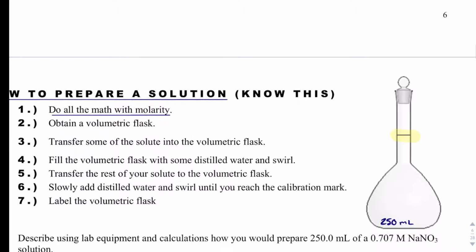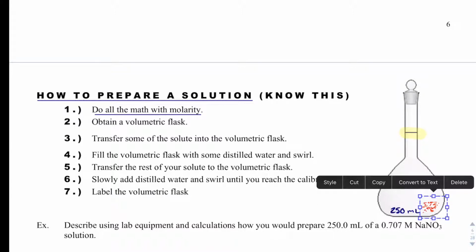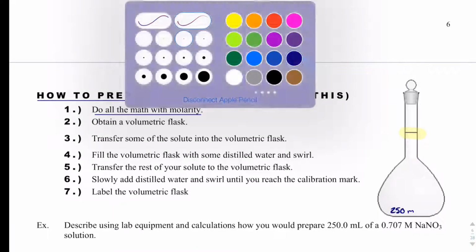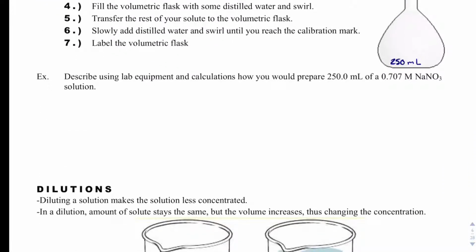Then what you're going to do is add your solute, so put whatever you have, typically a solid, in here, and then just fill it while swirling till the bottom of the meniscus is at that calibration line. So here is what we're going to do. We're going to do an example problem, and it says, describe using lab equipment and calculations how you would prepare 250 milliliters of a 0.707 molar sodium nitrate solution.